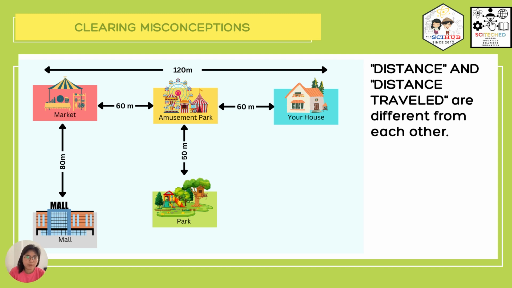So for example, from your house, you went to the market. But what you did was you went to the amusement park first, then you went to the park, you went to the amusement park, then you went to the market. So you have to add all of those distances or all of those lengths of paths in order to get your total distance traveled. All right, so that's how we take note of those kinds of things.